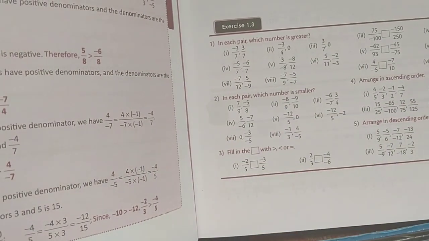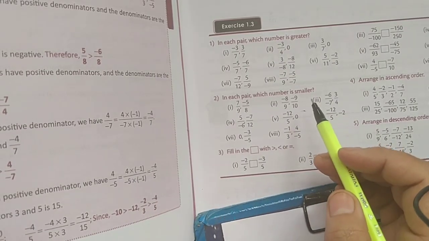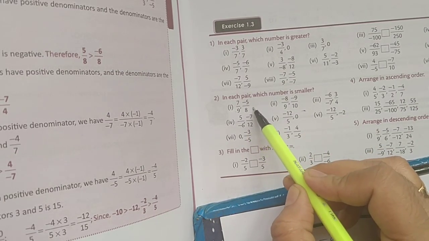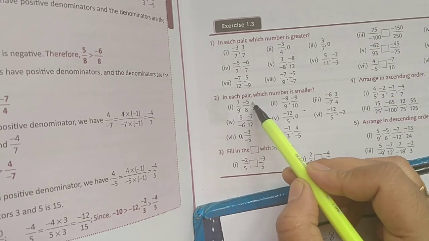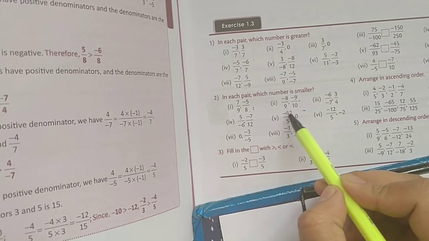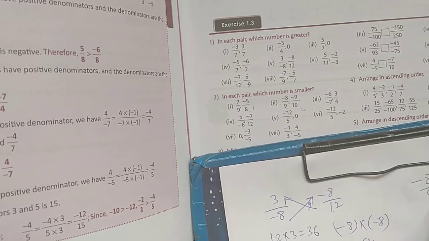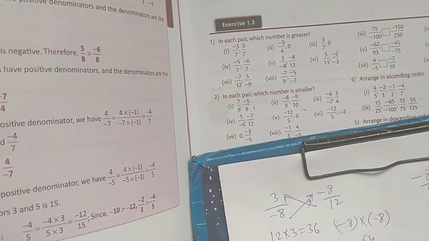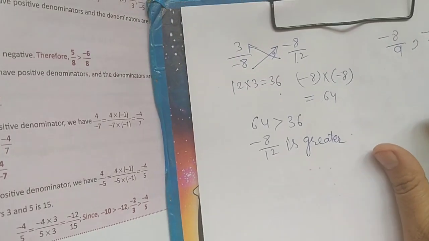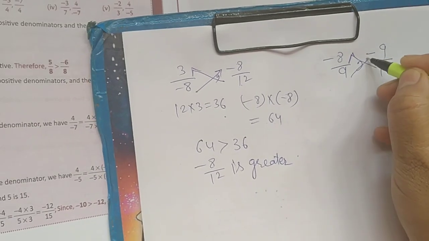Then in question number 2, in which pair which number is smaller? You have to tell which number is smaller. So this number is positive, this number is negative, so the negative one is smaller. So we can say minus 5 upon 8 is smaller. Here, same, both the numbers are negative, denominators are different, so we will do it by cross multiplication. Second method is by taking LCM. Both the methods are similar, but if two numbers are there, then we will do it by cross multiplication. It is very easy.